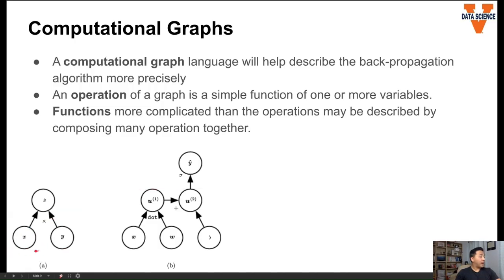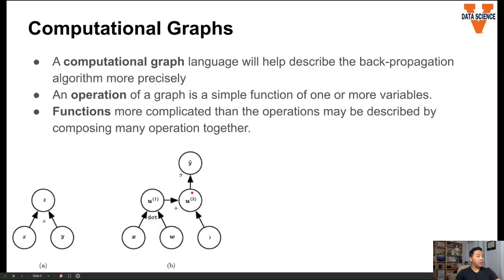So if you want to calculate z equals x times y, this is a graph to represent it. You have an x node, a y node, and the operation of multiplication. You have a result output as z. You can do this for vectors as well. So you have an x vector and a w vector. You can do a dot product to get a response value, and then you can add another value here. In this case, b is a bias term, and you can add them together.